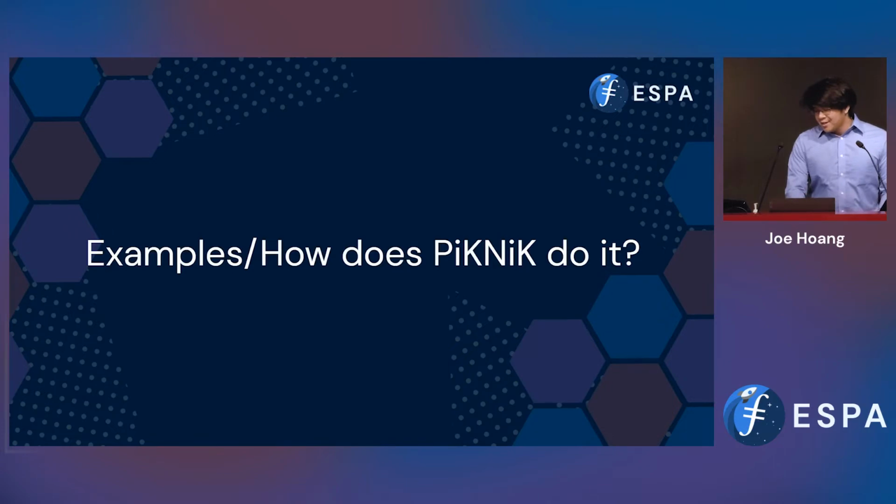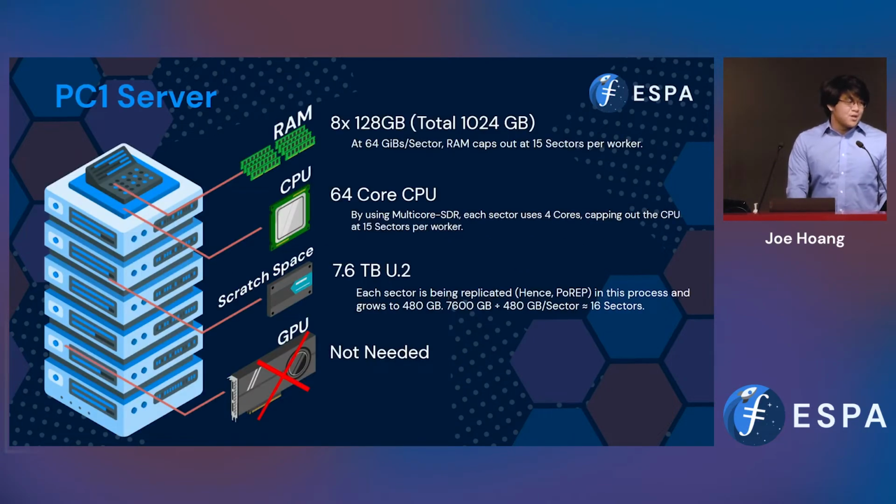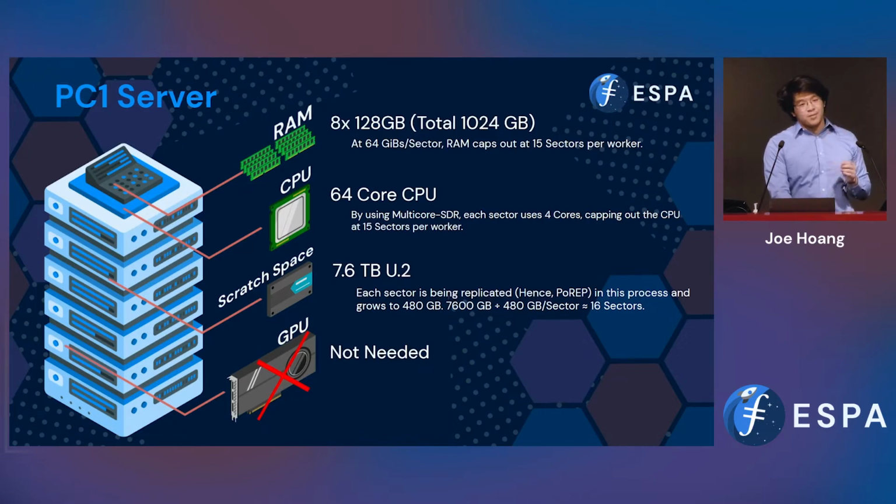All right, so first one is going to be the PC1 server. On this one, the first thing I want to highlight is the 64-core CPU. If you remember me mentioning environmental variables, one of the ones that we do use is called multi-core SDR. What that does is that it enables the CPU to use a whole core complex rather than just a single core to work on a CPU. This will decrease the sealing time. So doing that, it will use 4 cores per sector, and then with a 64-core CPU, we can go up to 16 sectors in parallel, or 15 if you don't want to max out your CPU completely.